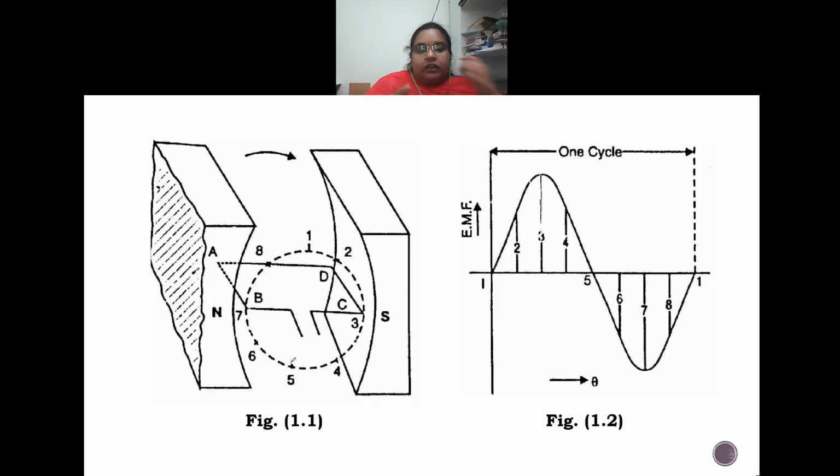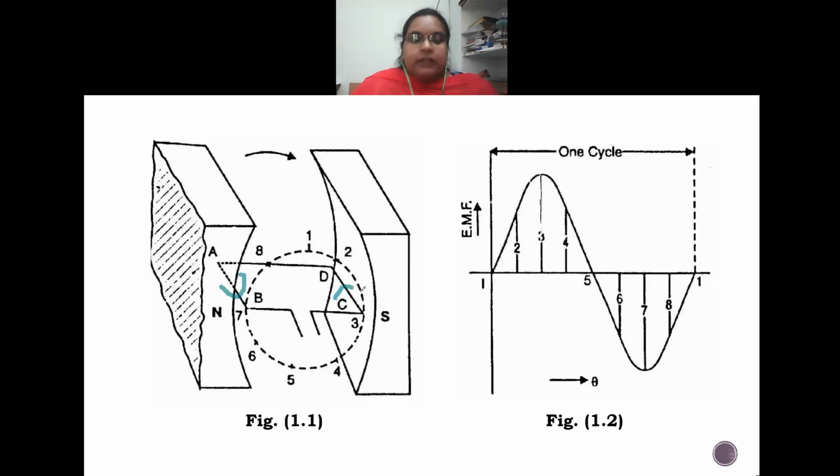You just use Fleming's right hand rule and try to determine the direction of the EMF induced. In the previous case, the EMF was induced in the direction of BA and DC. Now, because of the change in the direction of motion, it will be from AB to CD.